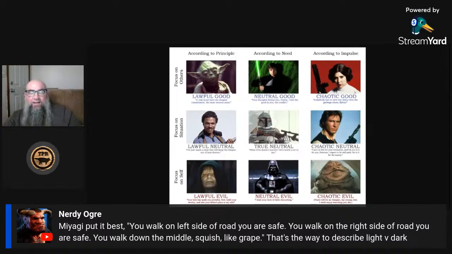Nerdy Ogre says Mr. Miyagi, from the movie, put it best. You walk on the left side of the road, you're safe. You walk on the right side of the road, you're safe. You walk down the middle, squish like grape. That's the way to describe light versus dark. Talking about Star Wars, yeah, sure.